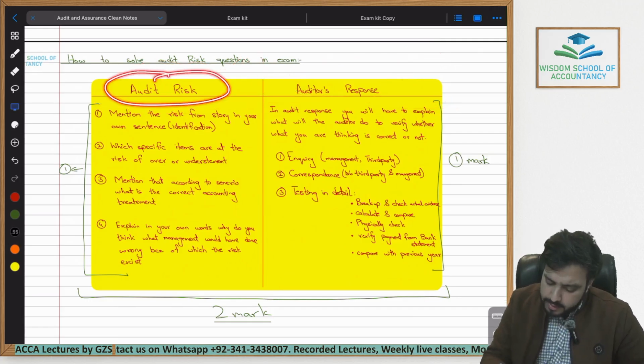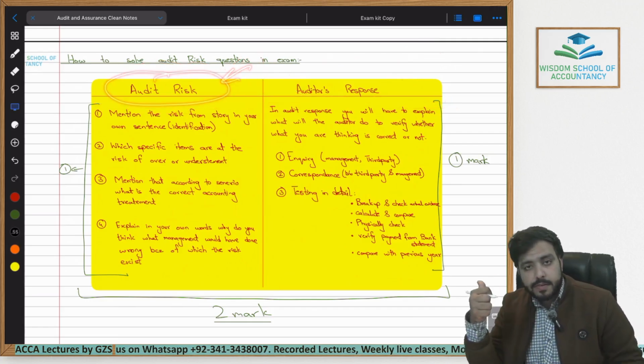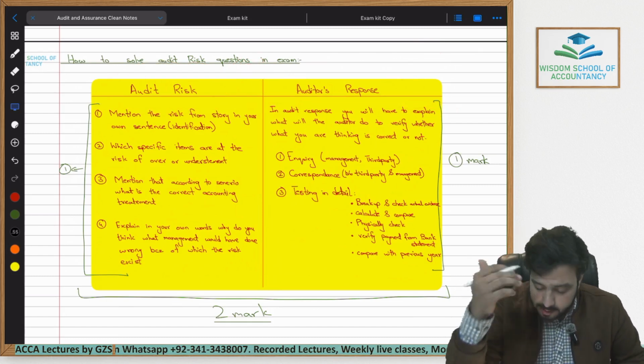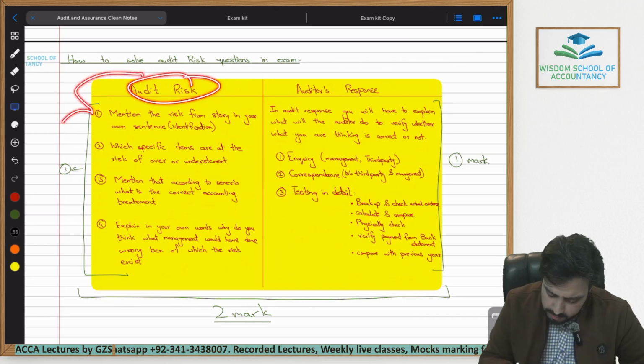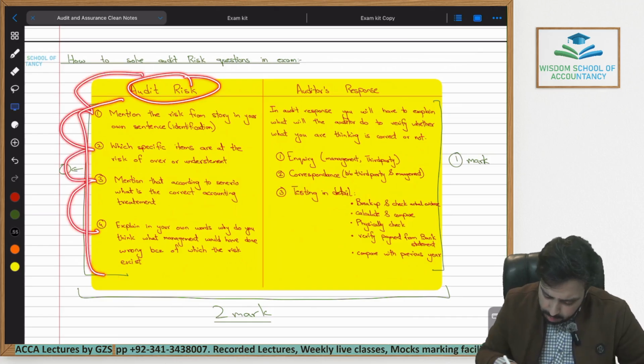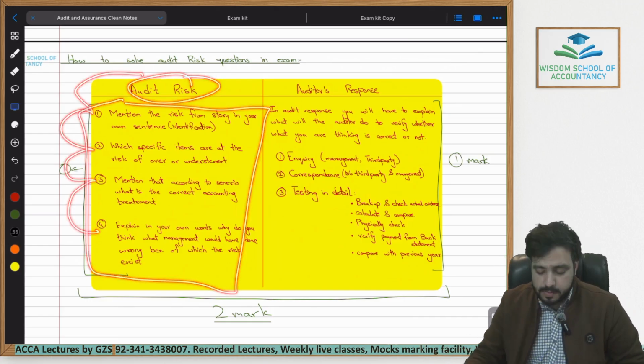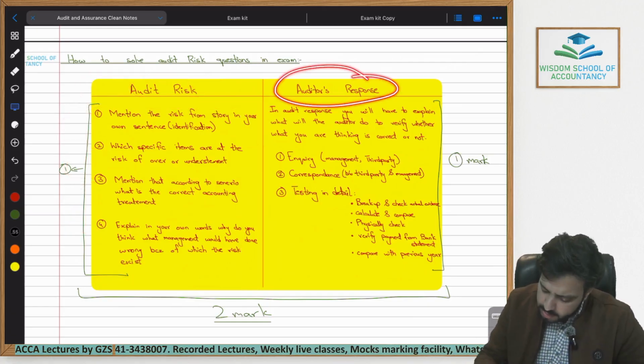Whenever you identify that there is a risky area within the financial statements from the question that is given to you, you will write about it in 4 different paragraphs, always mentioning the 4 different points. Then you will always come towards auditor's response.